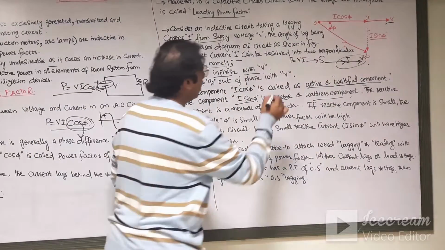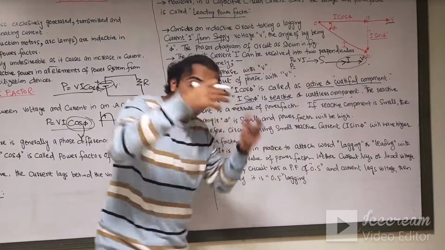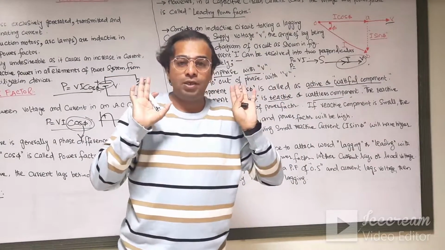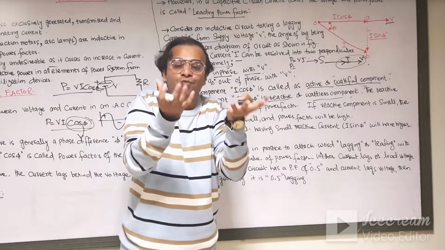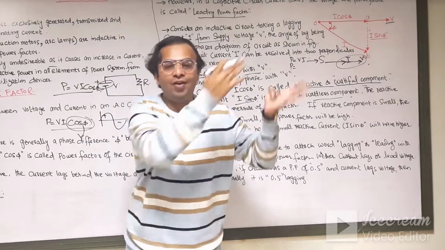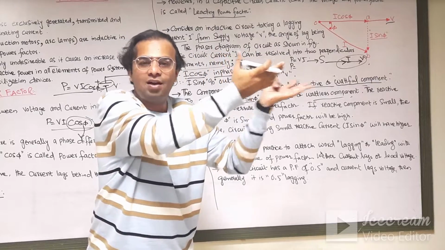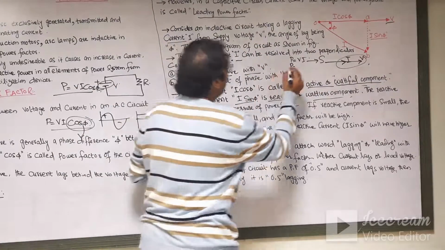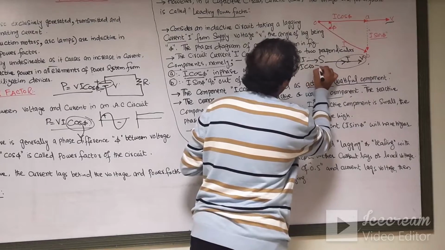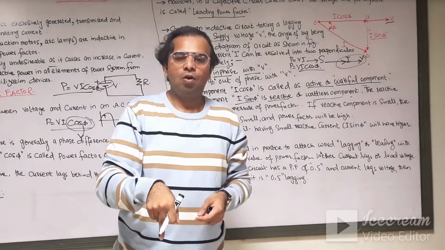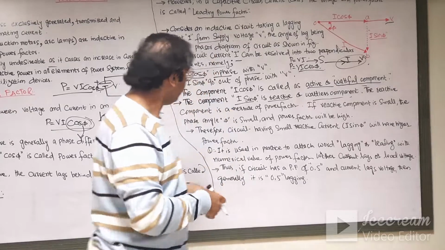The second power is the consumed power or wattful power, useful power, that is to be consumed by the appliances when the load draws current from the main supply. That is called VI cosine of phi, which is the active power, useful power or consumed power.